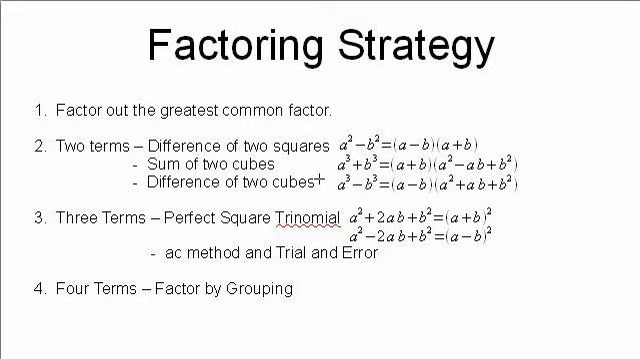Today, in this video, I want to factor trinomials again that are not perfect square trinomials. In the last video, that's what we did. But in the last video, the number in front of x squared was a 1. Well, what happens if it's not a 1? I'm going to show you an AC method in this video, and then in the next video on factoring, we'll look at trial and error.